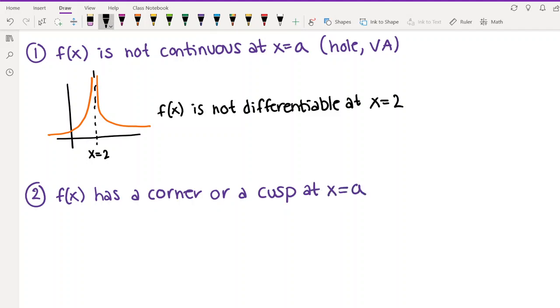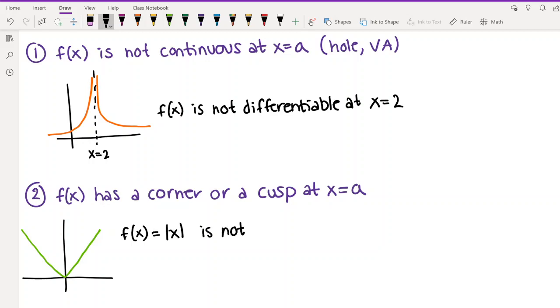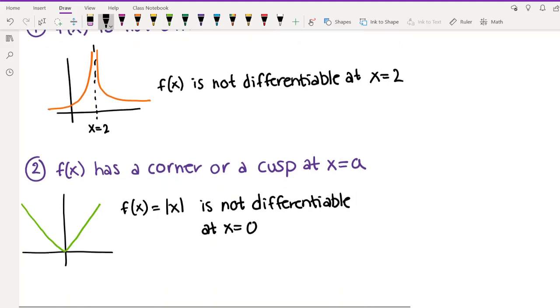So basically what I mean by that is if you have something that looks like the graph of absolute value of x, right? So absolute value of x is not differentiable at x is equal to 0 because it has a corner in the graph.